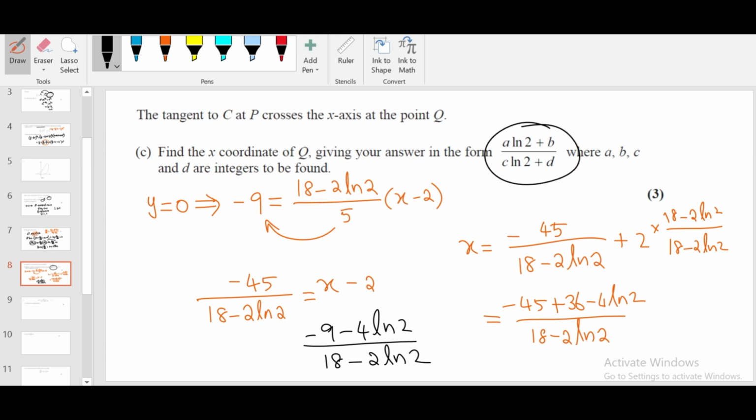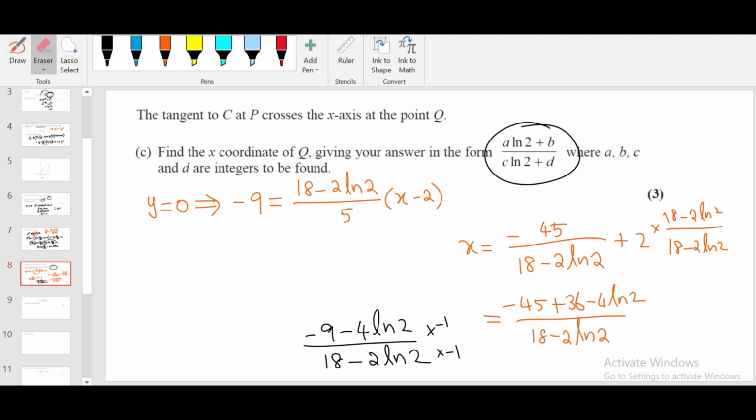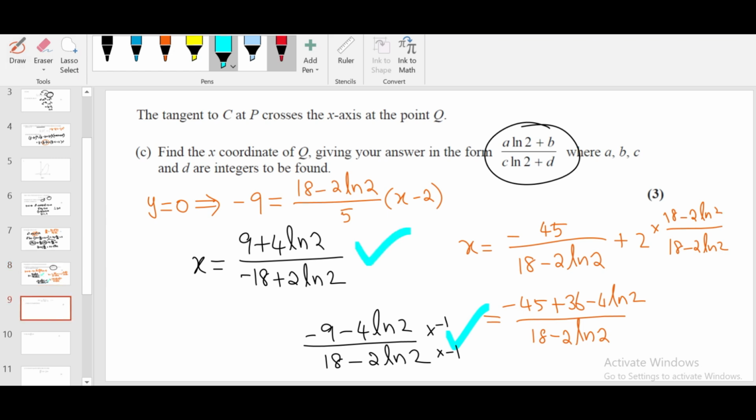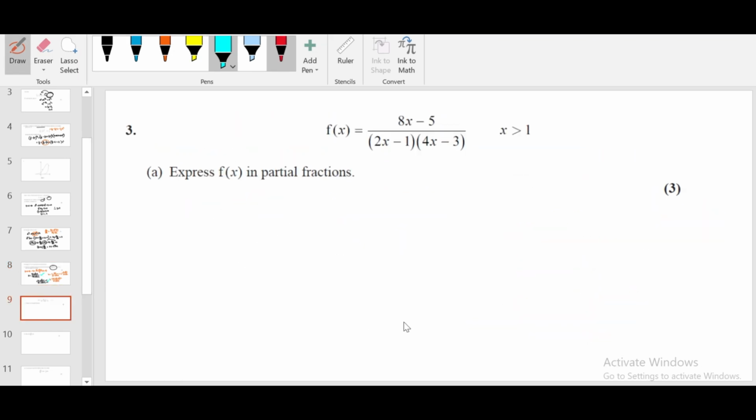If you want, you can multiply both numerator and denominator by negative 1 and write it in this format. X is equal to, you will get 9 plus 4 ln 2 divided by minus 18 plus 2 ln 2. Both are correct anyway. This is also correct, this is also correct. That's all. Question number 3 now.